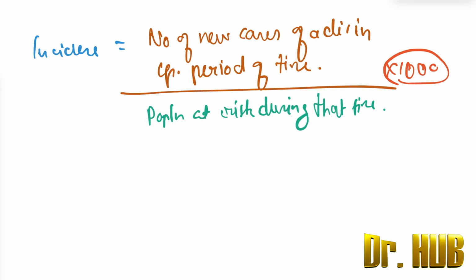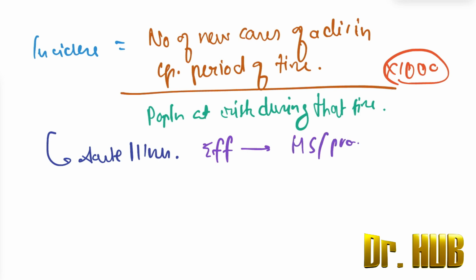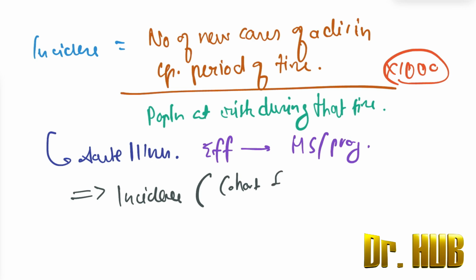It is generally used for acute illness, and it provides an insight into the effectiveness of the health services and programs. The incidence can be determined from cohort studies and longitudinal studies, which help determine the incidence.